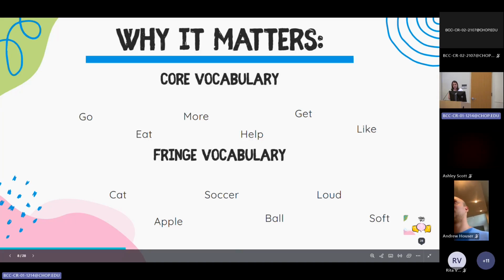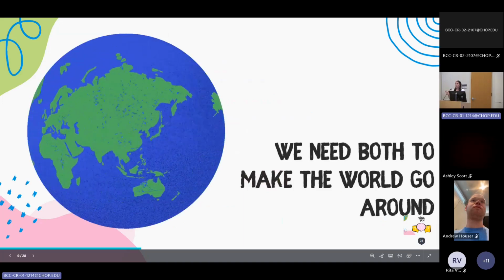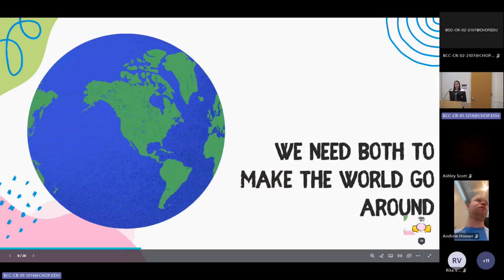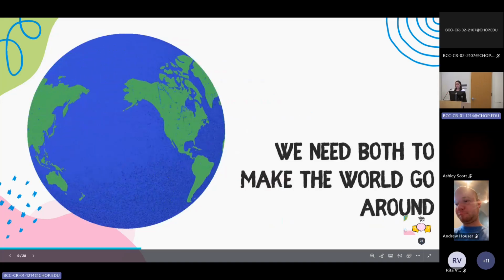And then if we look at the next thing, fringe vocabulary, that's all the other words that we use in conversation. So that's about 20% of our conversation throughout the day. Things that are specific to your kiddo, special interests like cat, soccer. I have a cat named Marbles. Those are fringe words that are very specific to me. So I have 80%, there we go, and then 20%. So we need both to have a conversation. I like to say we need both to make the world go round, but really teaching that core is how we're going to facilitate the most functional communication.